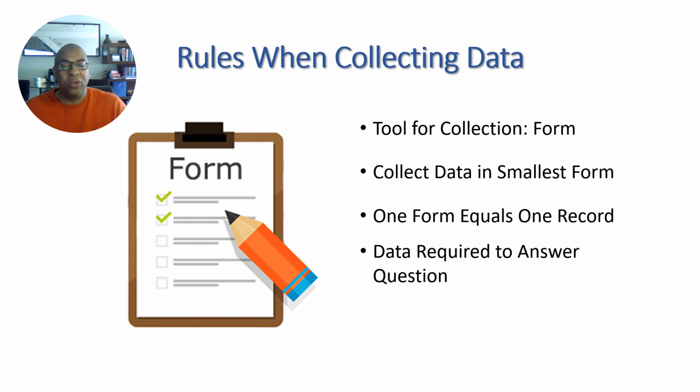Realize that when you're using a form, everything that you collect on that form is related to the person or the thing that you're collecting that information about. So that means every form actually creates a record of information for that person. So every form equals one record. Now remember what the term record means. We're going to talk about it next. And then also remember that the data that you're collecting should be only the information needed to answer the question.